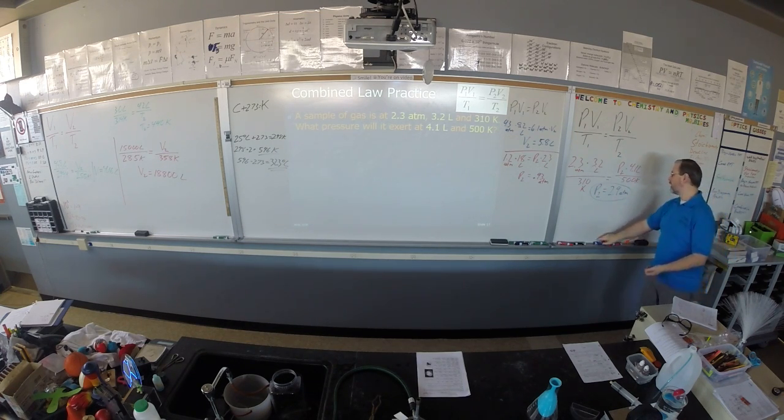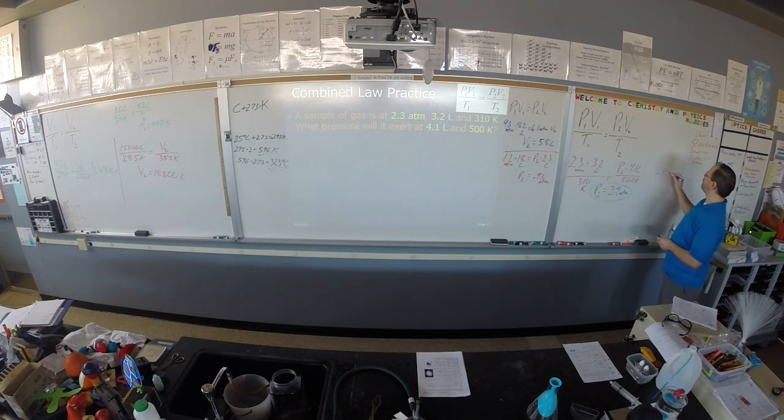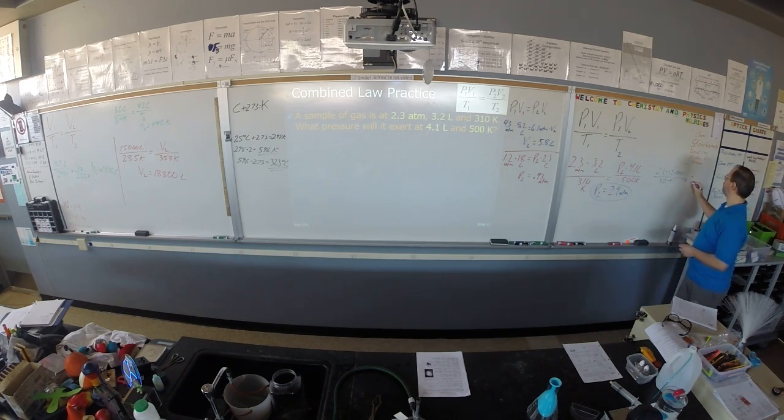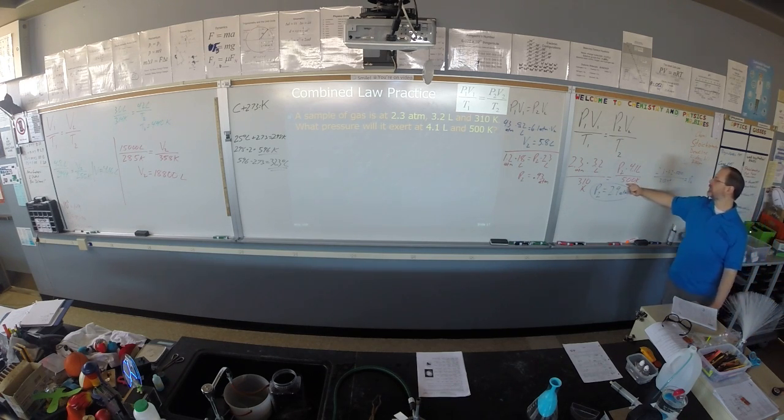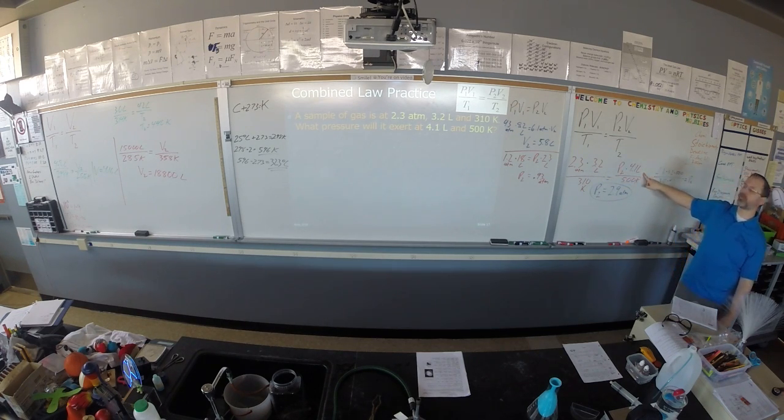But that's just me. Some of you are going to be like, I like to make big, huge formulas. So 2.3 multiplied by 3.2 multiplied by 500 divided by 310 multiplied by 4.1. That's going to give you P2. I'm not really that kind of guy, but if that's the way you want to do it, that's fine. The important thing is you have a denominator on your variable side, multiply both sides to get rid of it. You have a numerator on your variable side, divide both sides to get rid of it. Capiche? Okay, you want to do one more or call it a day?